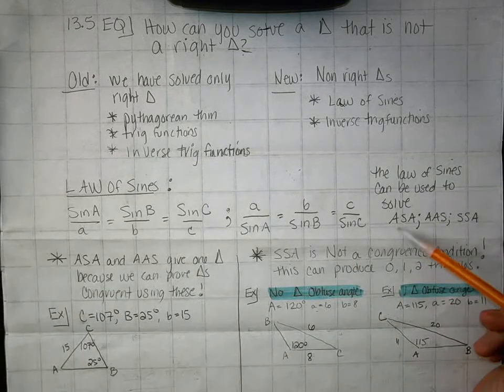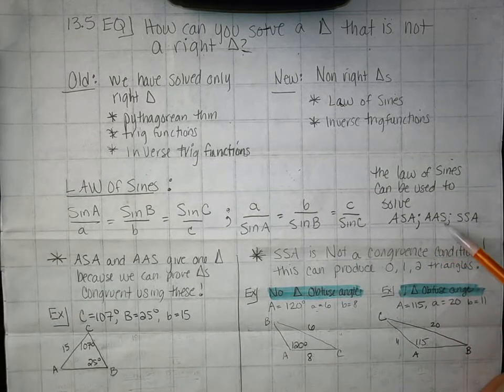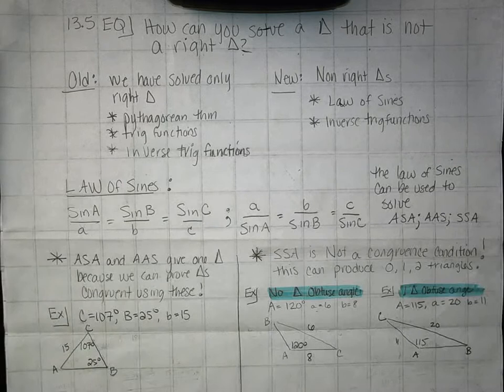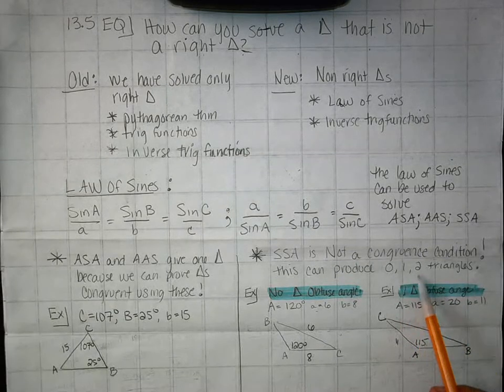And the law of sines can be used to solve angle-side-angle, angle-angle-side, and side-side-angle. Now angle-side-angle and angle-angle-side you should remember from geometry, and they are congruence conditions, so we can use them to prove there's exactly one triangle with those lengths. Okay, so for these two examples there's only going to be one triangle. If you remember back to geometry, there is no SSA congruence condition, so this can produce several different options. You can have 0 triangles, 1 triangle, or 2 triangles, and depending on if you're given an obtuse angle or an acute angle, different things can happen. So we're going to go over several examples here.